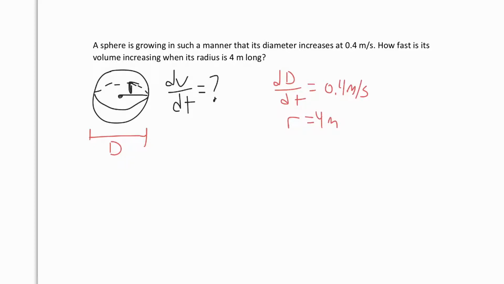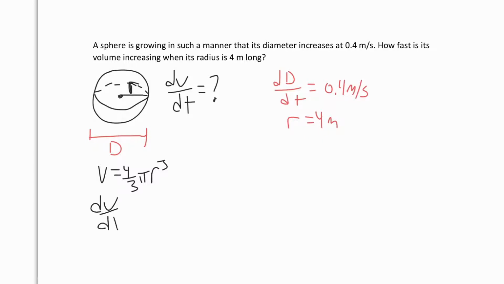Again, we're looking to relate volume and perhaps radius or perhaps diameter in some equation. So we know that the volume of a sphere is 4/3 pi r cubed. Now, unfortunately, if we take the derivative of this, we'd be taking the derivative of r, and we don't have dr/dt. We've been given information about dD/dt. So we have to do something here. Maybe we could take the derivative. I'll show you how to do it if you don't realize that you have the wrong variable here.